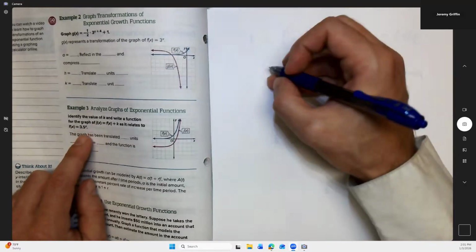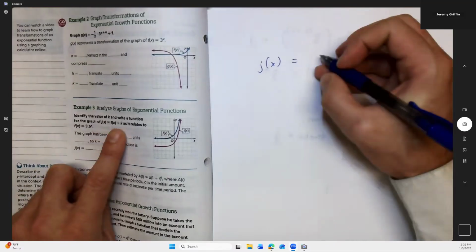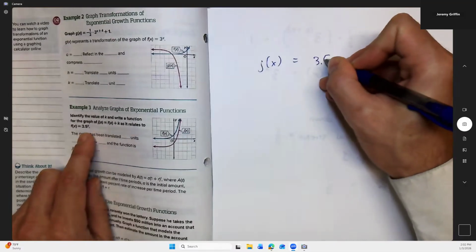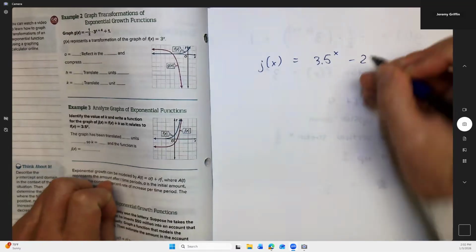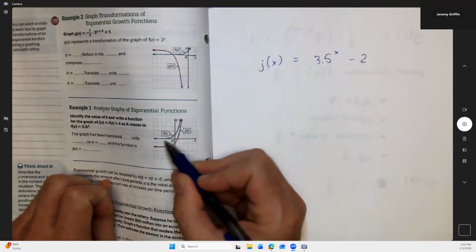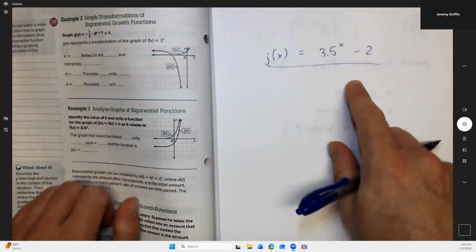So I think j of x, they're saying j of x is f of x, which is 3.5 to the power of x in this case, minus 2. Especially that horizontal asymptote really stands out. It just jumps down 2. So I think that's the answer right there. That's all.